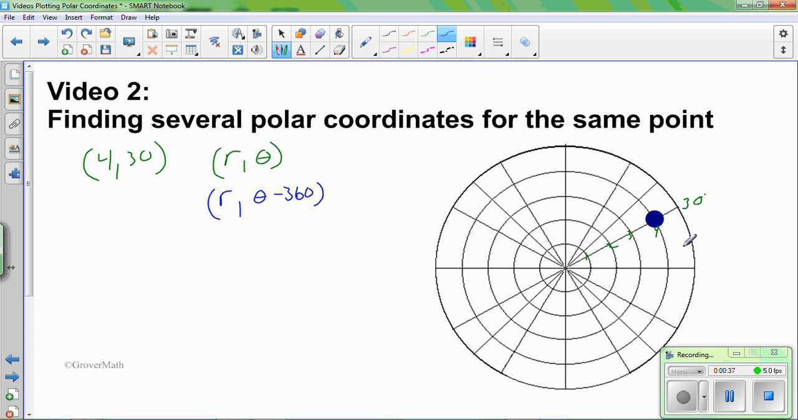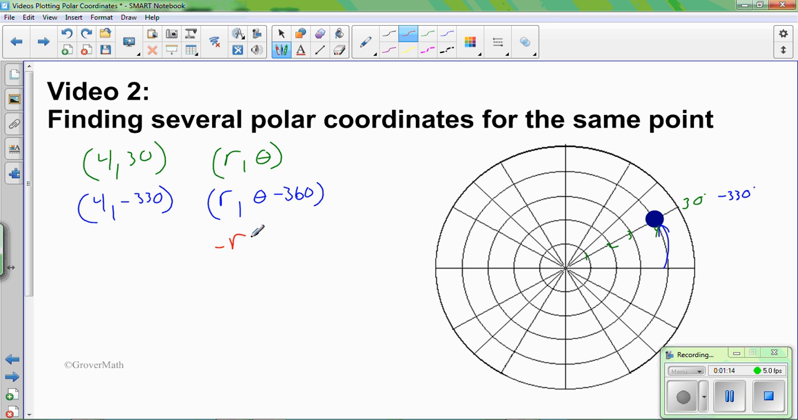because 4 comma 30 is 4 with a 30-degree angle counterclockwise, but I could think of this as a clockwise angle, which will be a negative angle, and that would be coterminal to 30. And so that would be 4 comma negative 330. And I get that by doing 30 minus 360. And so this is the same as negative 330. The 30 line and the negative 330 are the same line, and 4 out is the same thing. So there's two ways to represent the same point.